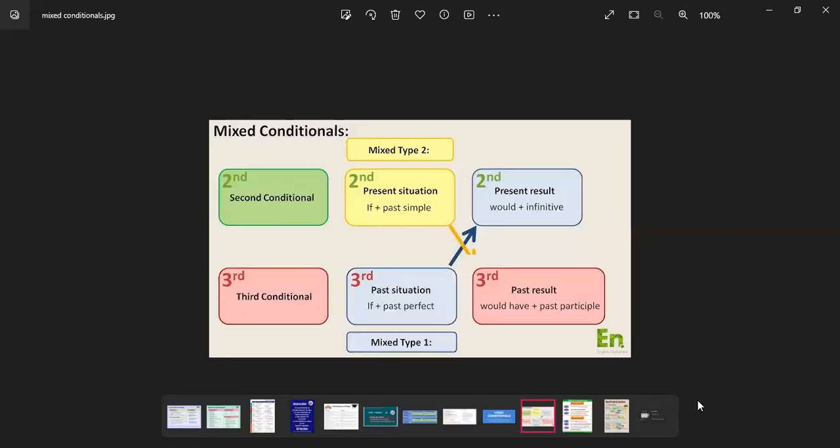So let me share. So we can say that when we mix conditionals, okay, third conditional in the if clause, second conditional in the main clause: if in past perfect, second with would. And if we make the combination second, third, we have if in past simple, and the main clause with would have and the past participle. Basically, the important thing is maybe to memorize the combination and then to know in which circumstances you use the mixed conditionals. Okay?